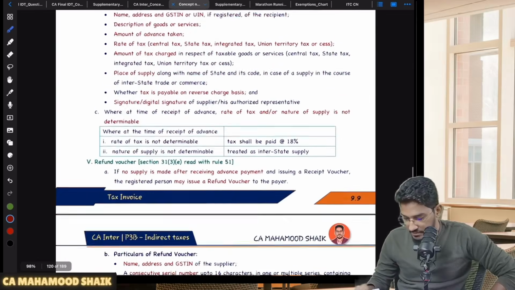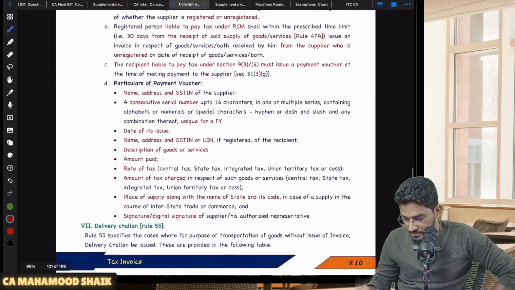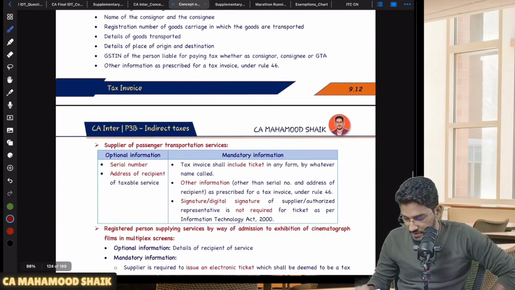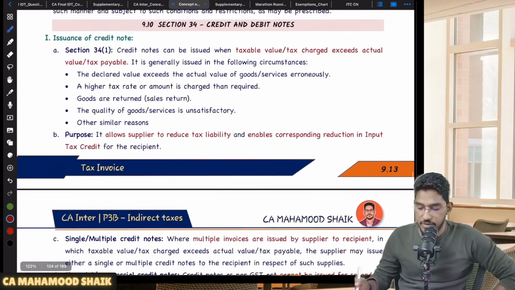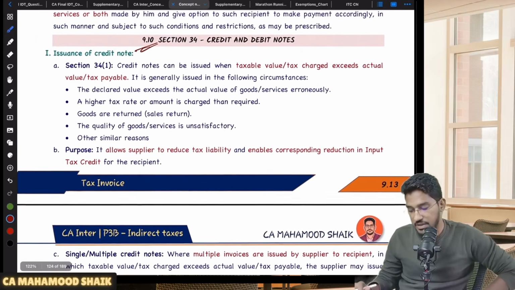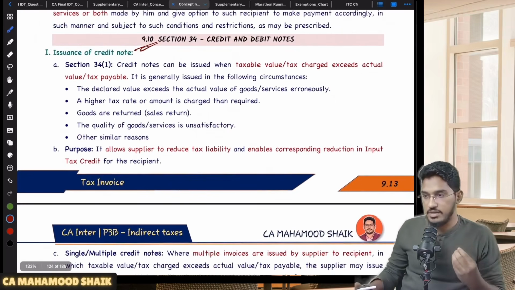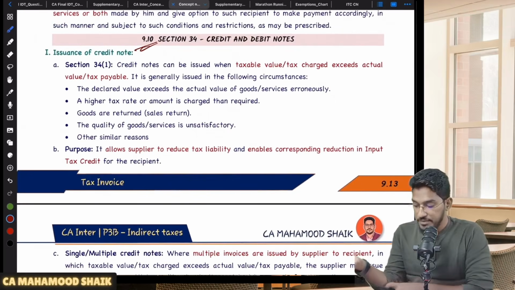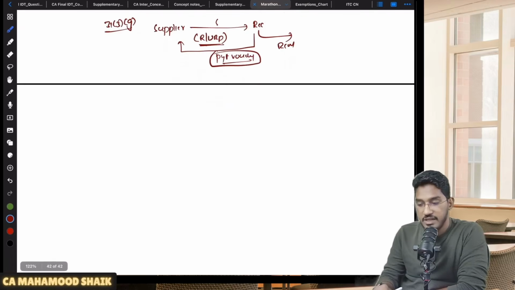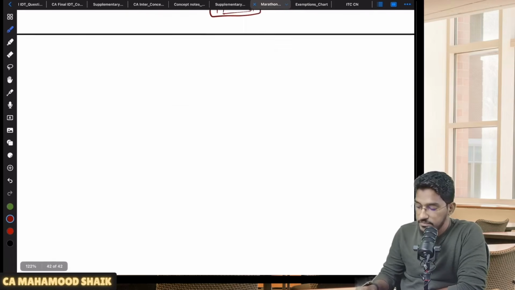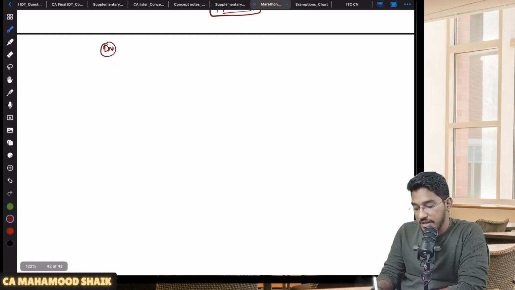Thereafter, one more thing I would like to cover from here. The last thing I would like to cover is section number 34, credit and debit notes. This I will try to explain. After that, I will wind up the live for today. So for debit note and credit note, we'll try to have a short discussion. Credit note discussion is very, very important.